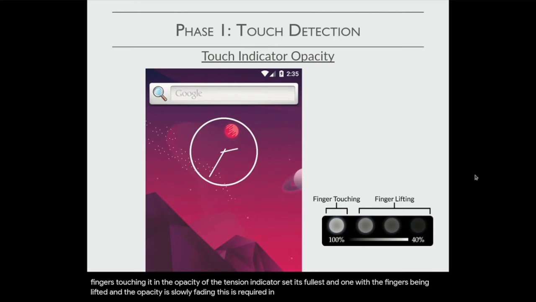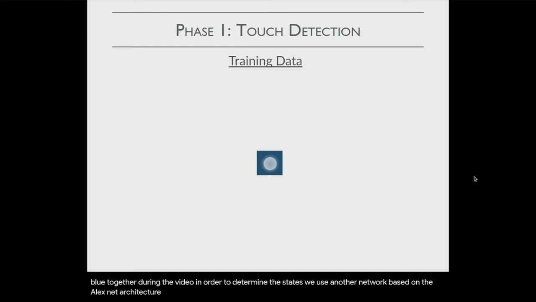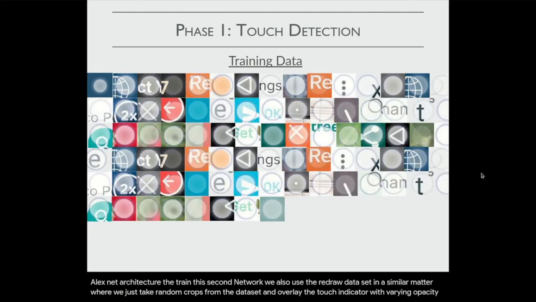This is required in order for us to disambiguate some of the more complex cases where the user is typing really fast or is doing actions in quick succession that may get blurred together during the video. In order to determine these states, we use another network based on the AlexNet architecture. To train this second network, we also use the ReDraw dataset in a similar manner, where we just take random crops from the dataset and overlay the touch indicator with varying opacity levels.